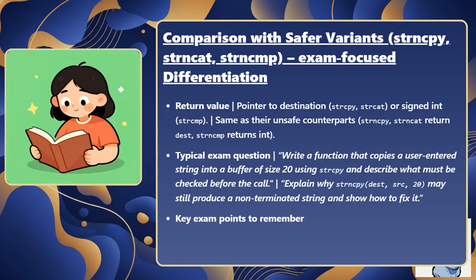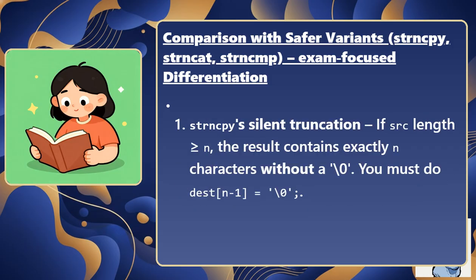Key exam points to remember. 1. strncpy silent truncation. If source length is greater than or equal to n, the result contains exactly n characters without a null character.